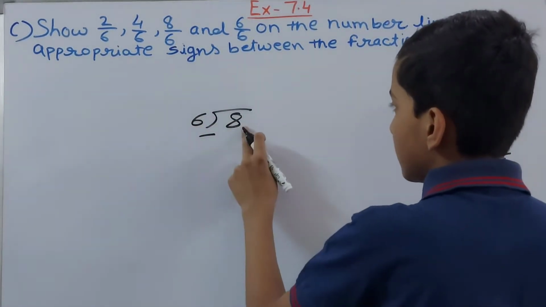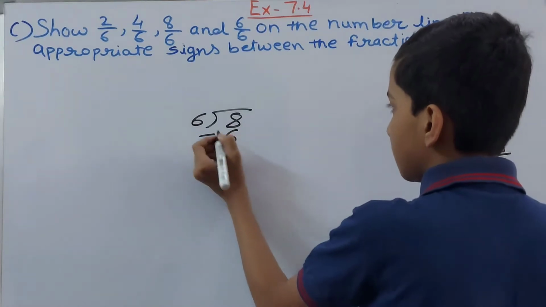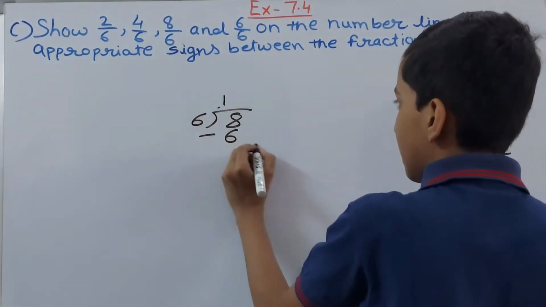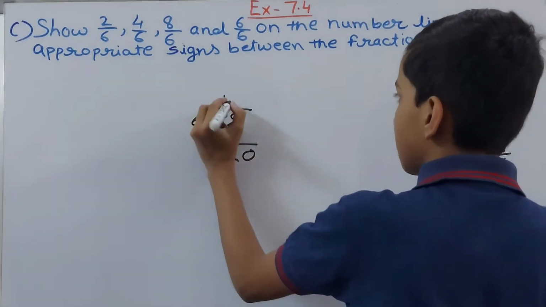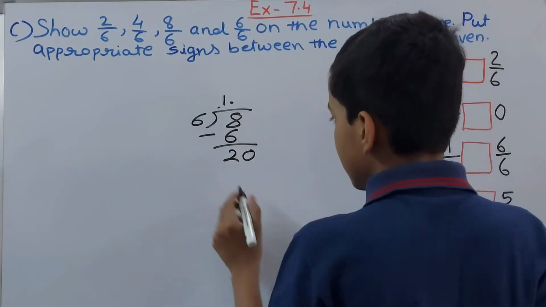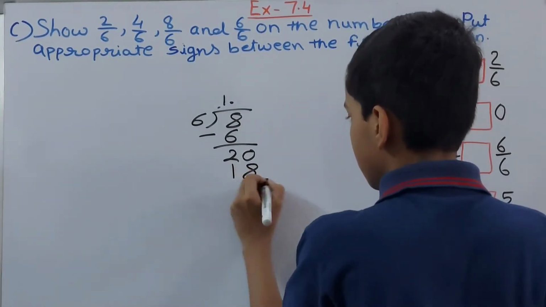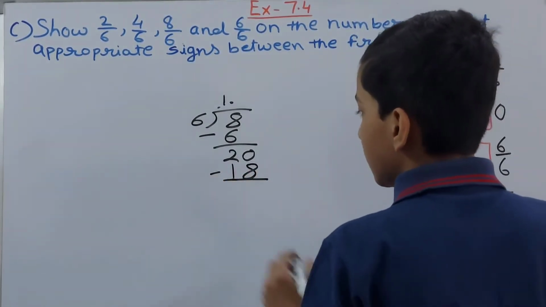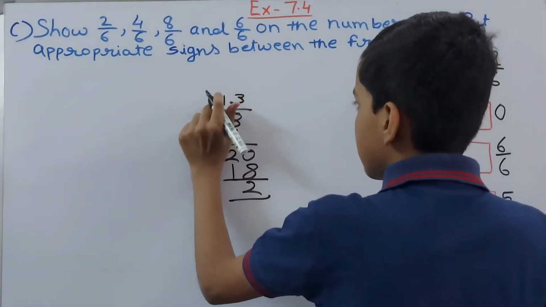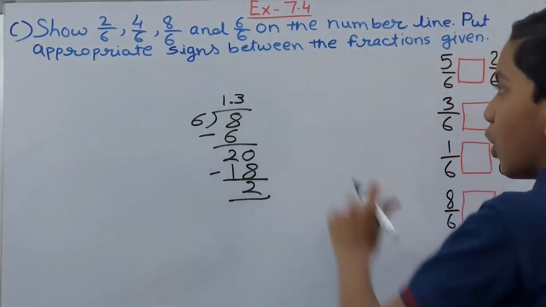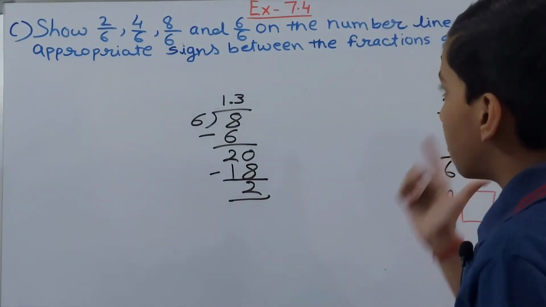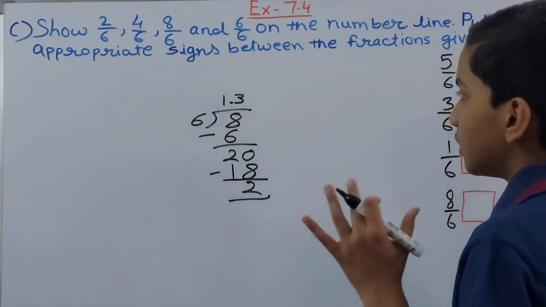So as you can see, 8 here, we will subtract 6 from this. So 6 goes 1 time, 2 will be left over, we will put a decimal point and add a 0, then 20 is here. So 18 here, minus 18. So that is 2. And 6 goes 3 times. So here we are getting 1.3 which is greater than 1 whole, but it is smaller than 2 wholes.